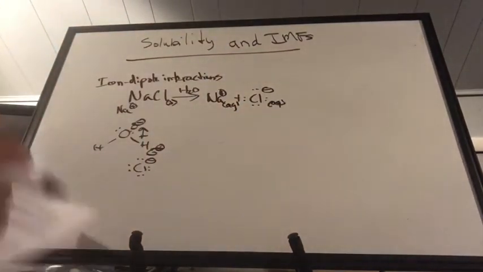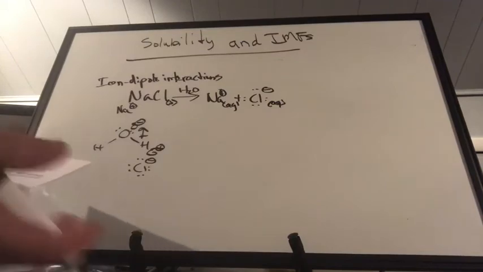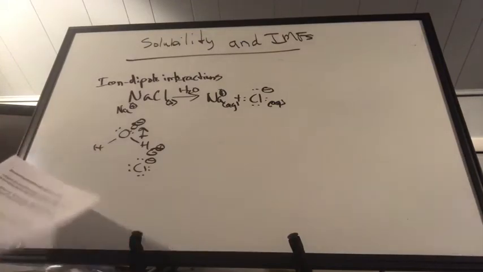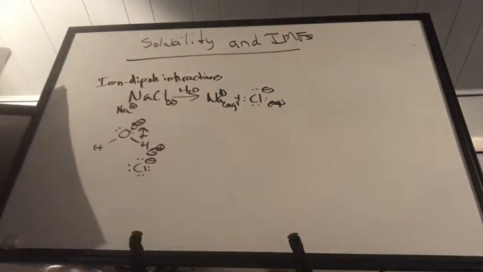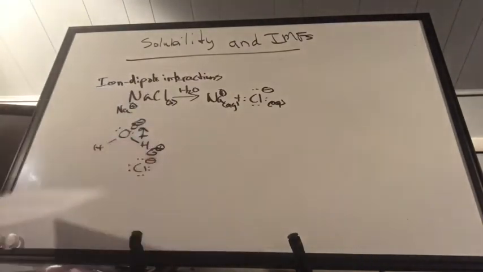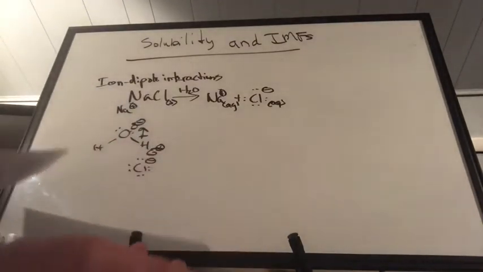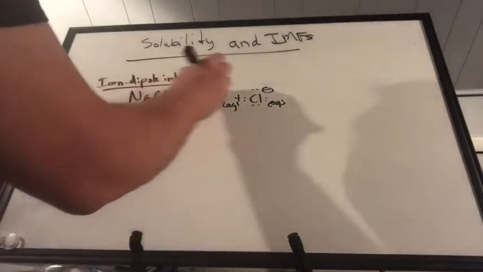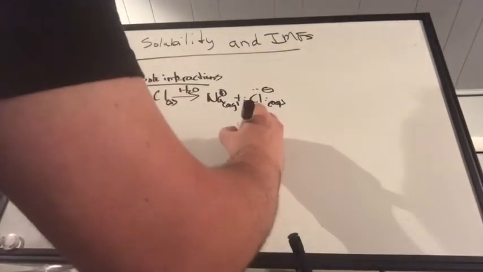All right. But think about simple sugars and alcohols. So these are what are referred to as non-electrolytes going into water. They are soluble. Why? Because they have the ability to hydrogen bond.